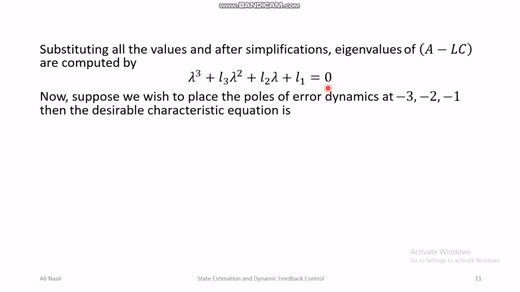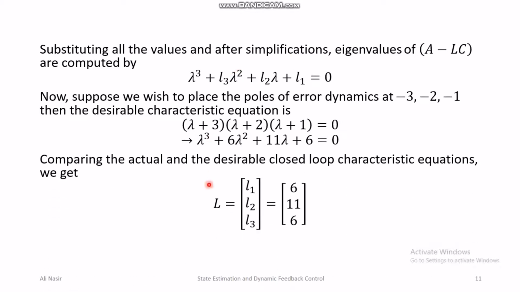And now suppose we wish to place the poles at -3, -2 and -1, then the desirable characteristic equation will be something like this, and when we simplify it, it becomes lambda cube plus 6 lambda square plus 11 lambda plus 6. And when we compare this desirable characteristic equation with the actual characteristic equation, we get the values of the observer gains. So L3 has to be 6, L2 has to be 11, and L1 has to be 6. So the observer gain will be 6, 11, 6, and now the observer design is complete.